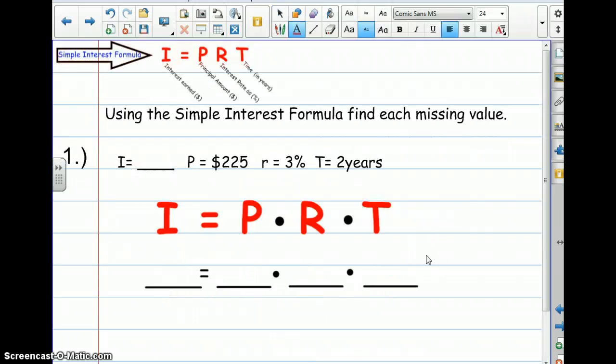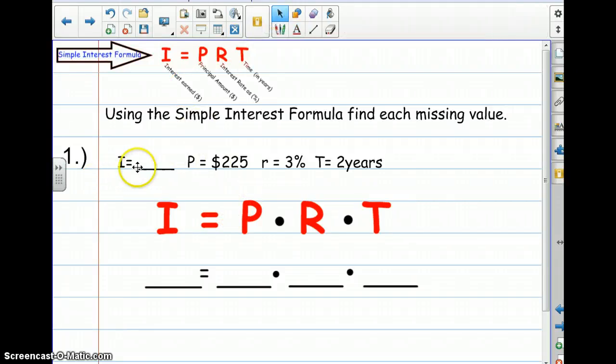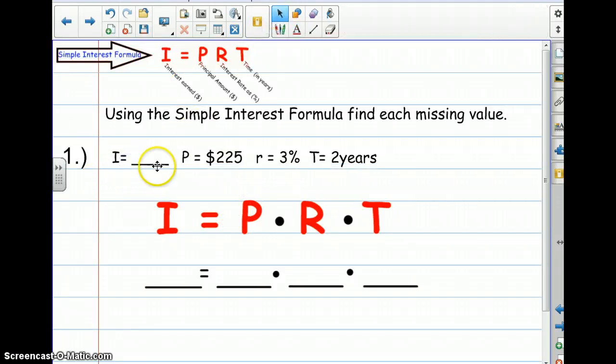Okay, so here we're given our first example, and our directions tell us to use a simple interest formula to find each of the missing values. So in our first problem, it says find the missing value for the interest amount earned. And they tell us that P is $225. That means the original amount that we started with is $225. They tell us that our interest rate is 3%, and that we're leaving the money in for 2 years.